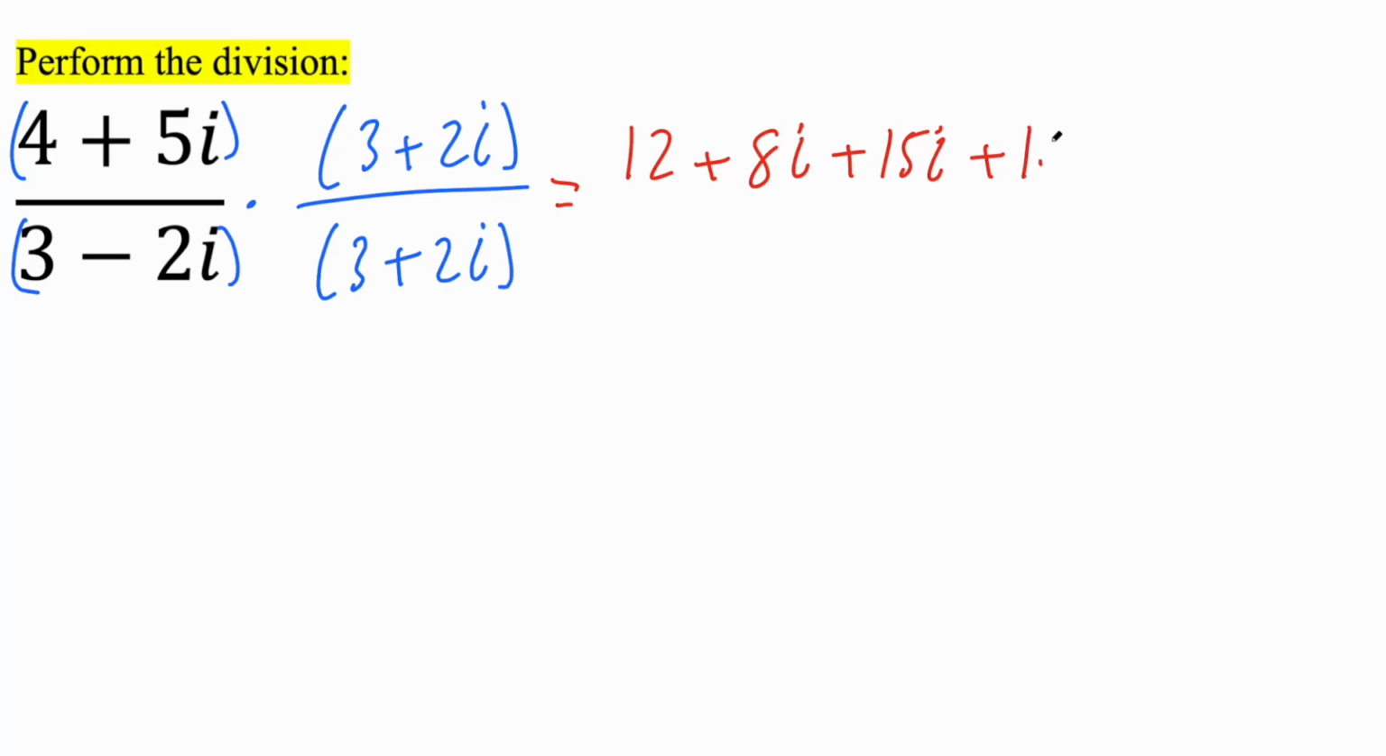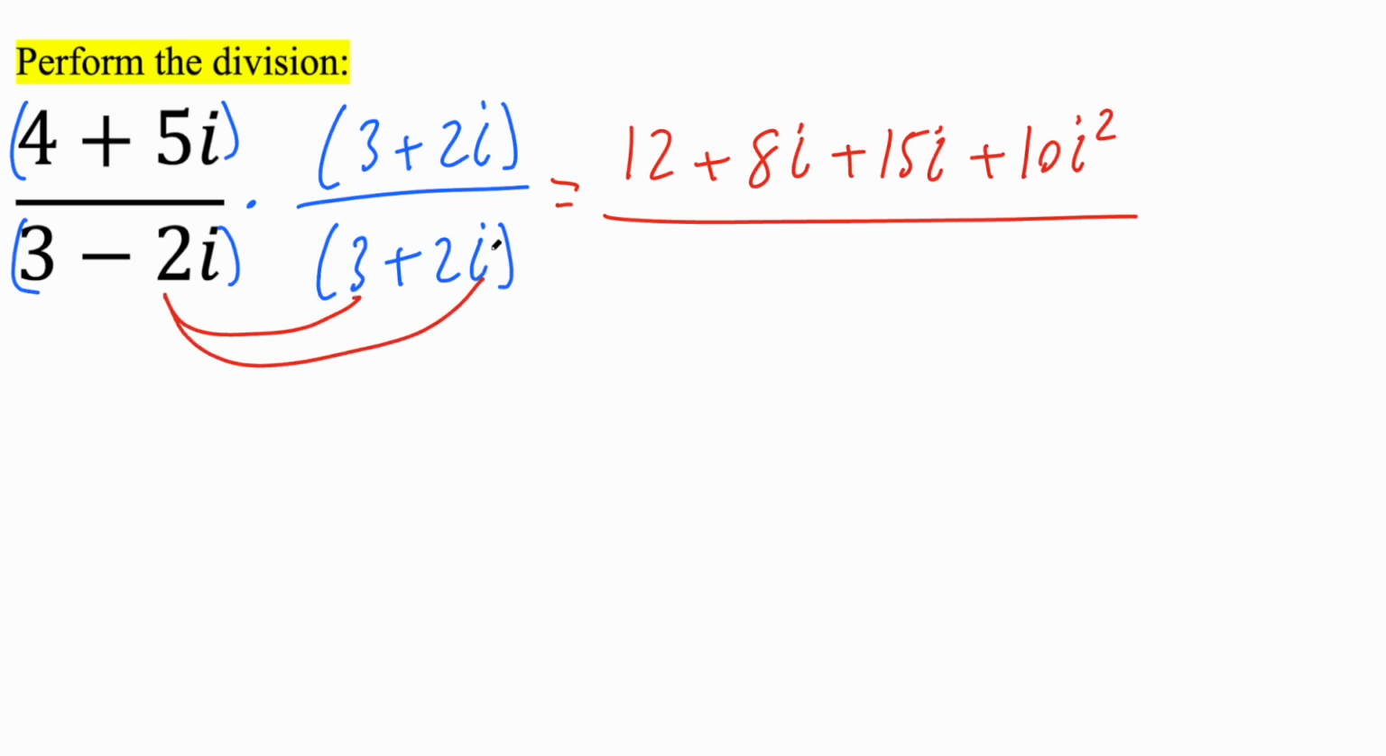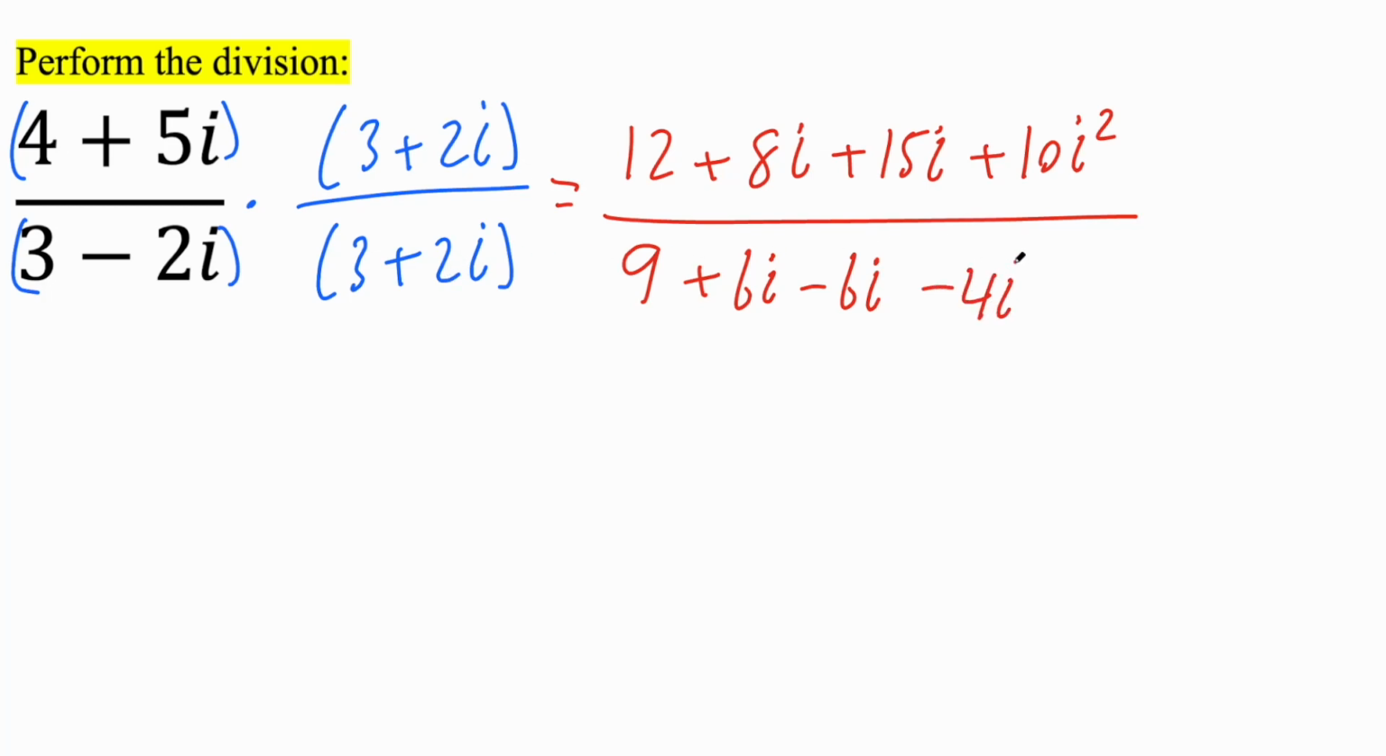is going to give us plus 10i squared, divided by, now we'll do the same thing for this piece. 3 times 3, 3 times 2i, negative 2i times 3, negative 2i times 2i. So 3 times 3 is 9, 3 times 2i is plus 6i, negative 2i times 3 is negative 6i, and negative 2i times 2i is going to give us negative 4i squared.